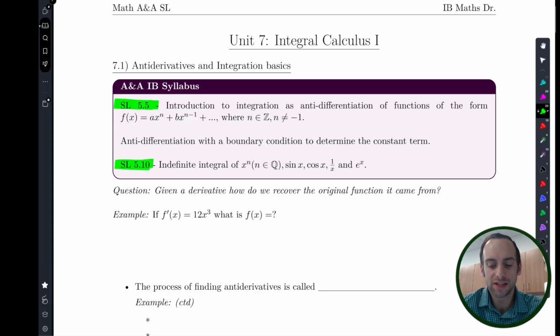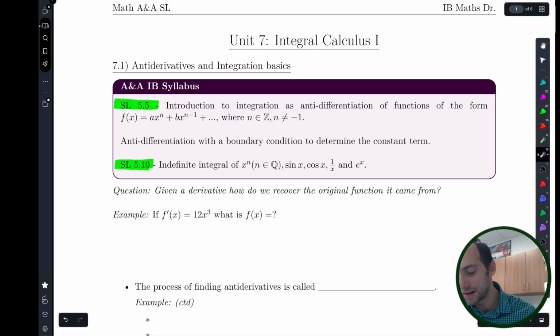We're going to look at the basics of anti-differentiation. That's also going to be known as integration. We're going to look at integration of essentially polynomials and a bunch of other functions we've seen as well, such as trig functions, exponential functions, some basic rational functions as well. And we'll also look at this thing called integration with a boundary condition and a constant term.